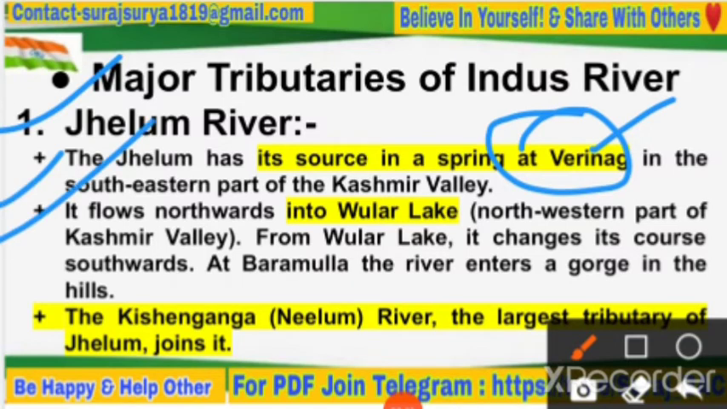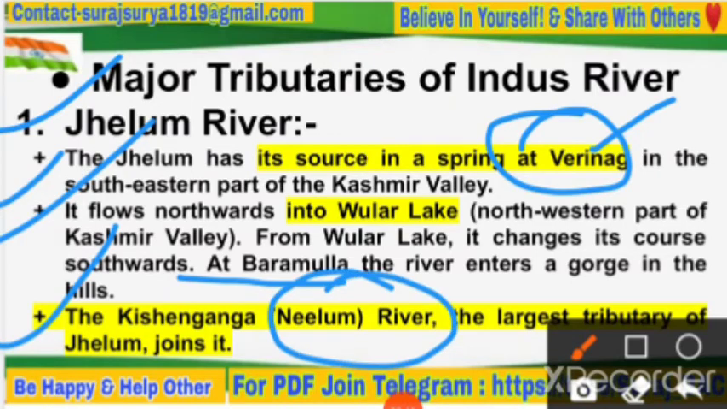If you talk about the Jhelum River, it takes a southward direction from Wular Lake. At Baramula, the river enters a gorge in the hills. So near Baramula, you will find the gorge where it enters the hills. Then you will find the important and largest tributary of the Jhelum River, that is Kishan Ganga, which is also known as the Neelam River. So these are the important points.